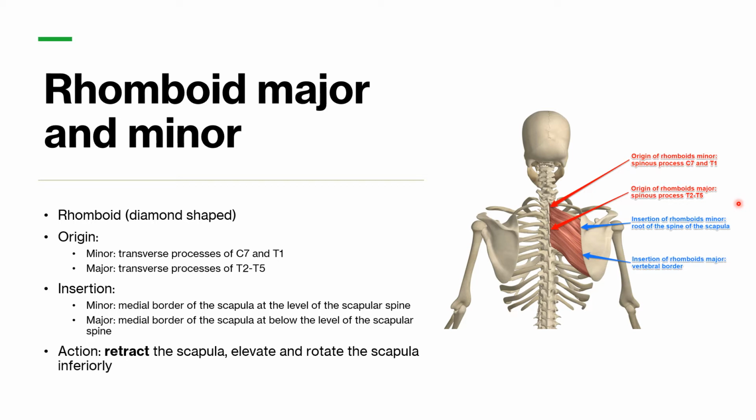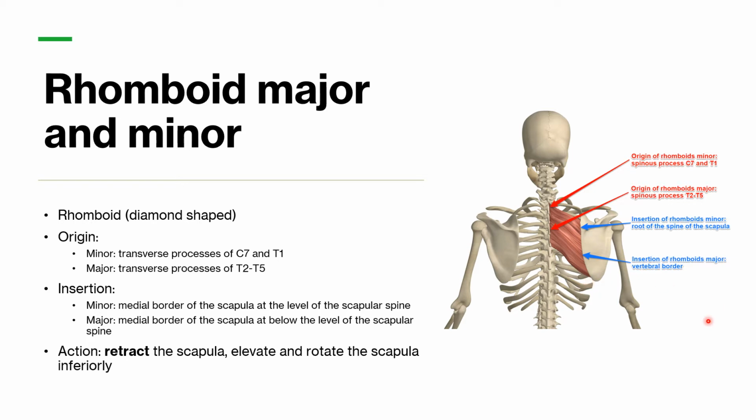Insertion. Both of them insert on the medial border of the scapula. The rhomboid minor inserts on the medial border of the scapula at the level of the scapular spine. The rhomboid major inserts at the medial border at the level below the scapular spine. So rhomboid minor inserts here, rhomboid major inserts here.